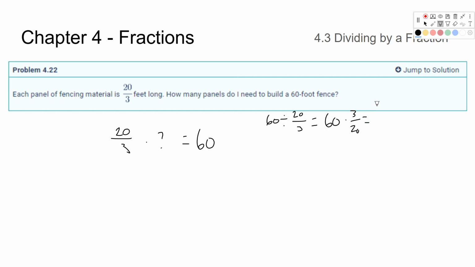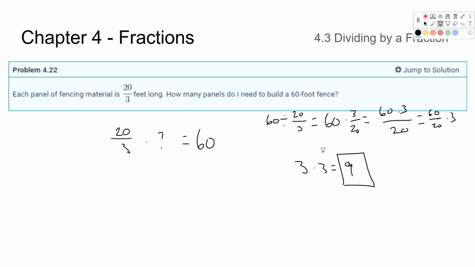Let's go ahead and walk through it again. We have 60 times 20/3, which is going to be the same thing as 60/3 times 20. Well, 60/3 is just going to be 20. And 20 times 20 is going to be equal to 400. So it's 9 panels of fence that we need.